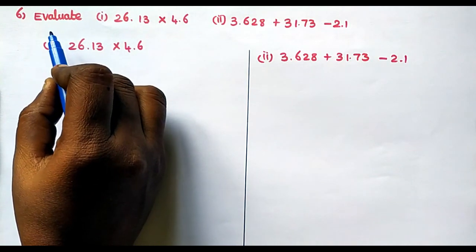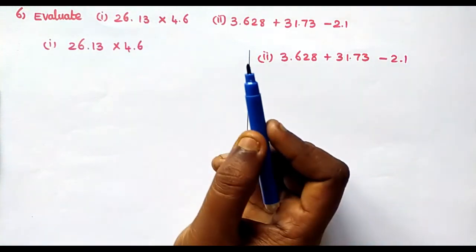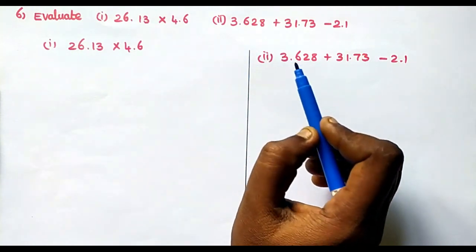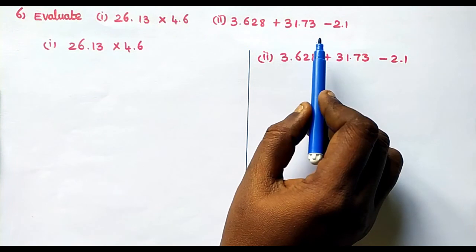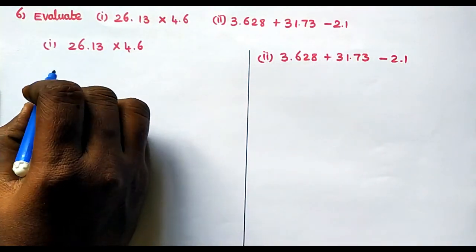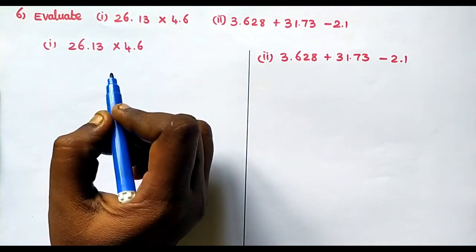Sixth sum, evaluate 26.13 into 4.6, and second subdivision 3.628 plus 31.73 minus 2.1. Listen, the first one, you have to multiply these two decimal numbers.